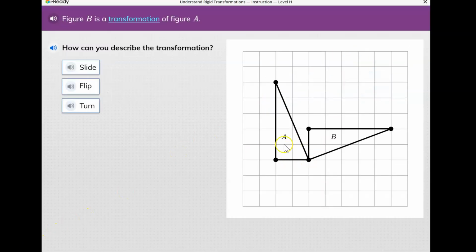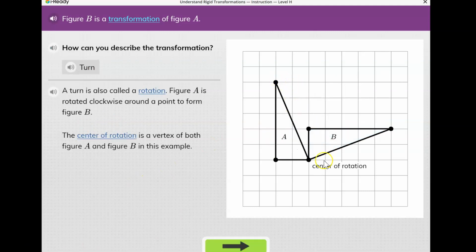So how would we describe this transformation from figure B to figure A, with a slide, a flip, or a turn? Well, we obviously know this one's a turn. This transformation is a turn. So a turn is also called a rotation. It's the center of rotation at this point right here, which is called the vertex. And that's how A turns into figure B.